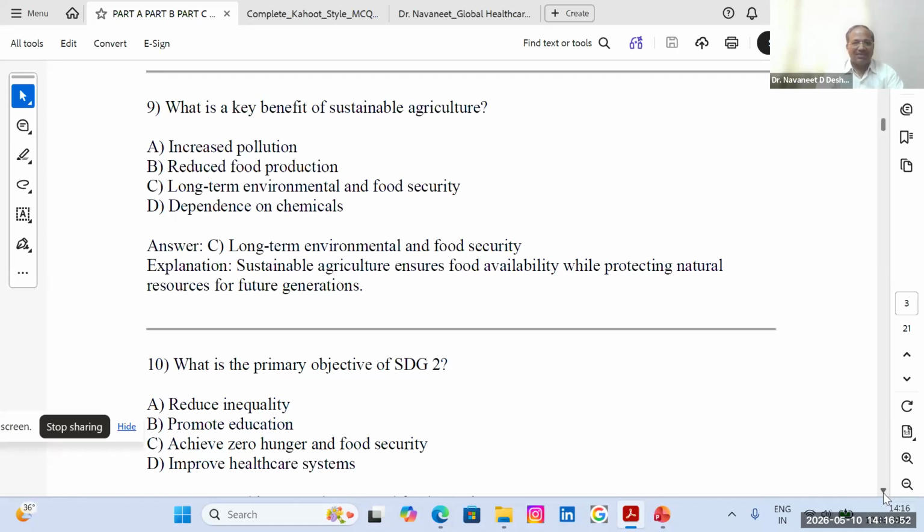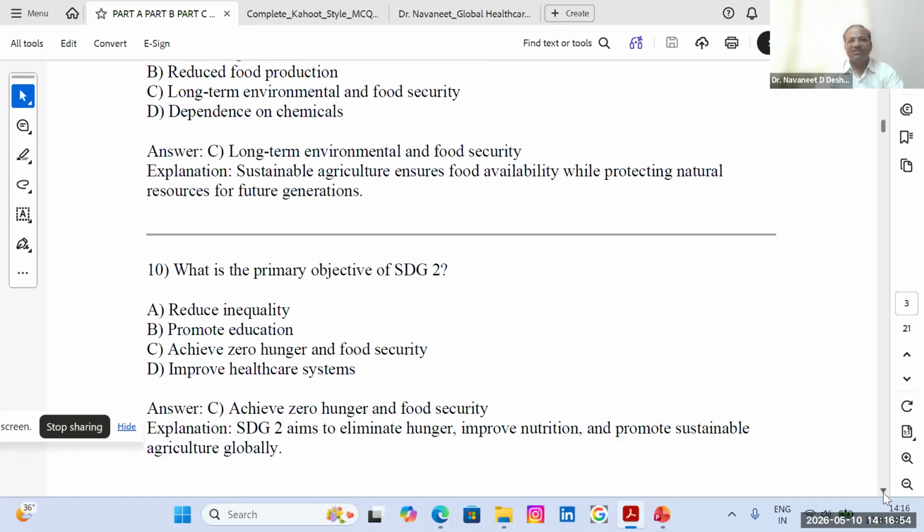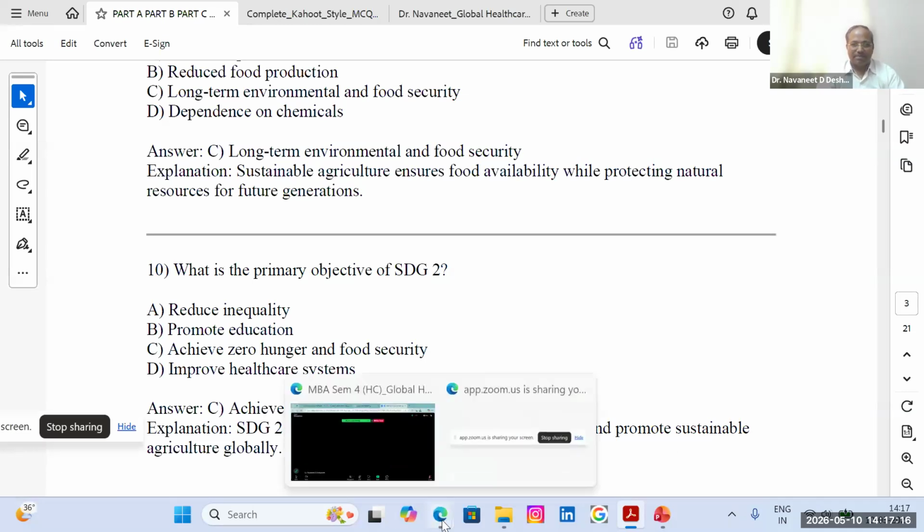And let's go to the 10th question. What is the primary objective of SDG 2? A. Reduce inequality. B. Promote education. C. Achieve zero hunger and food security. D. Improve the healthcare systems. The correct answer is C. Achieve zero hunger and food security. Explanation being SDG 2 aims to eliminate the hunger, improve nutrition, and promote sustainable agriculture globally.